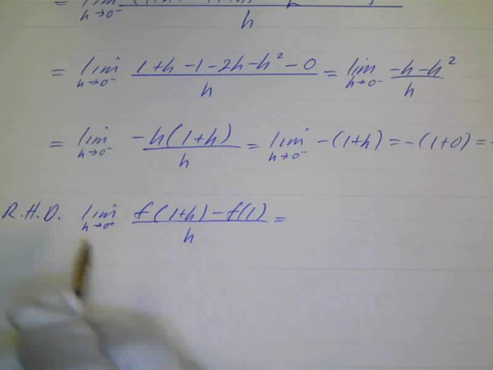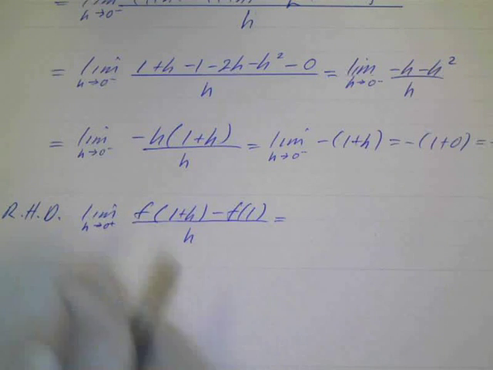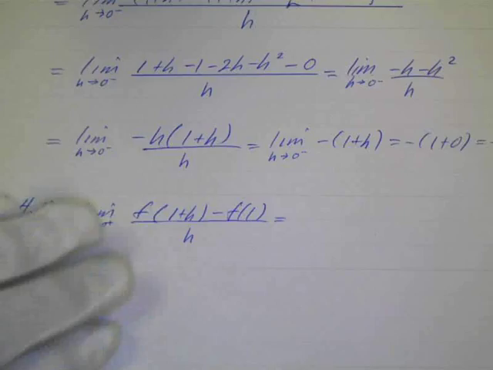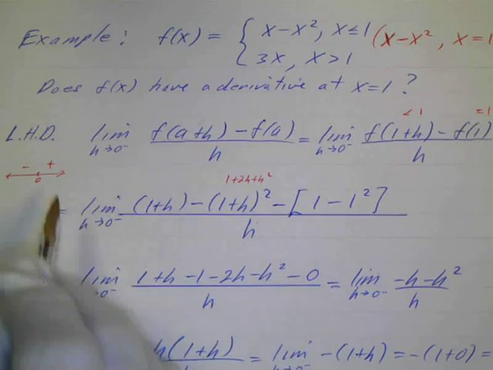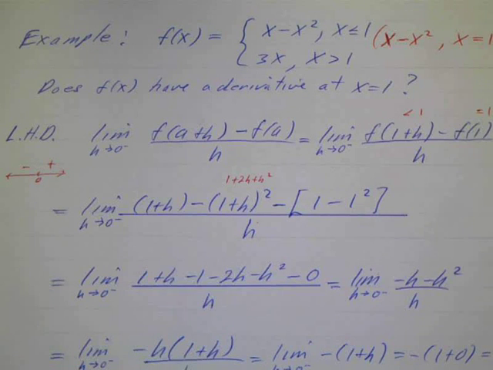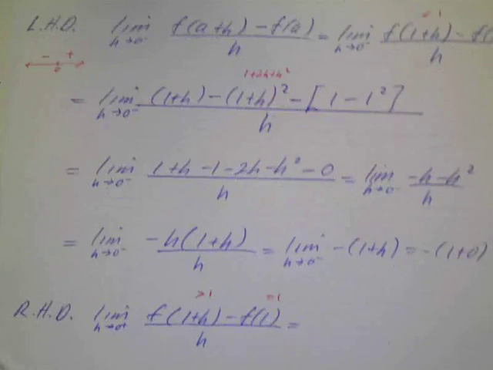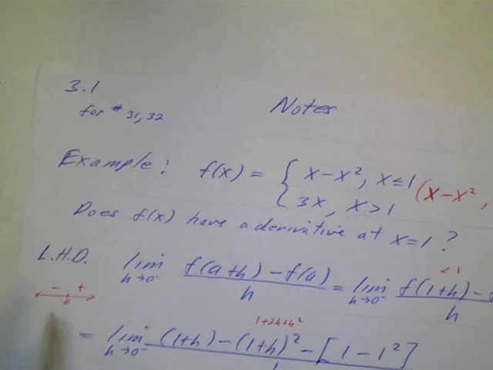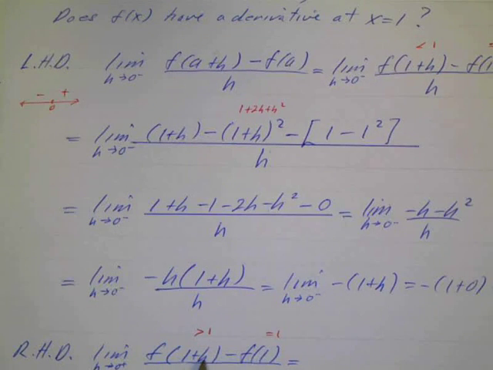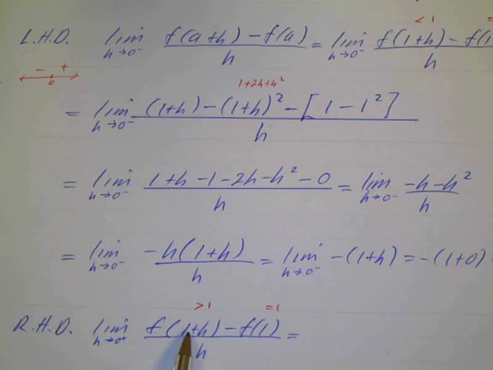Except now, as we approach h from the positive direction, if you go back up here and look at our little number line, it's going to be a positive number. So if I add a positive number to 1, it's going to be greater than 1. But in this case, f of 1 is still going to be equal to 1. So since h is going to be greater than 0, I'm adding something to 1, so it's going to be bigger than 1. And this is still equal to 1.